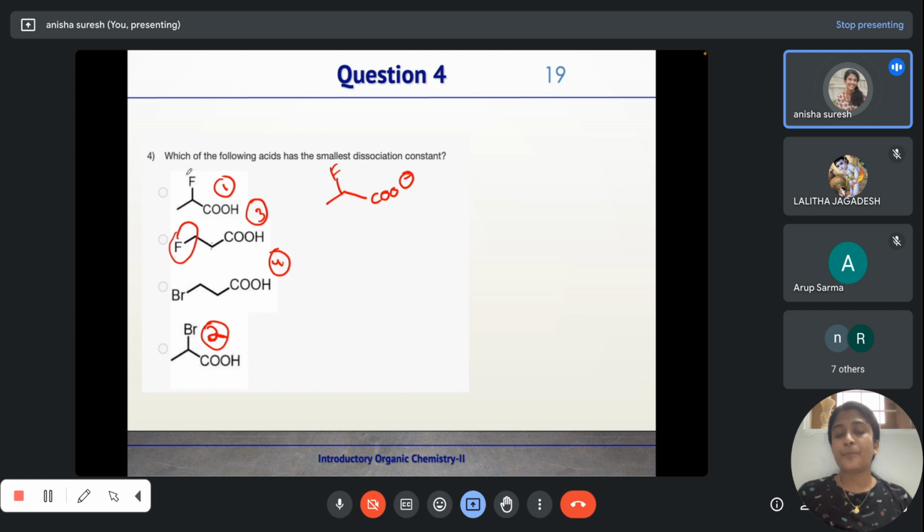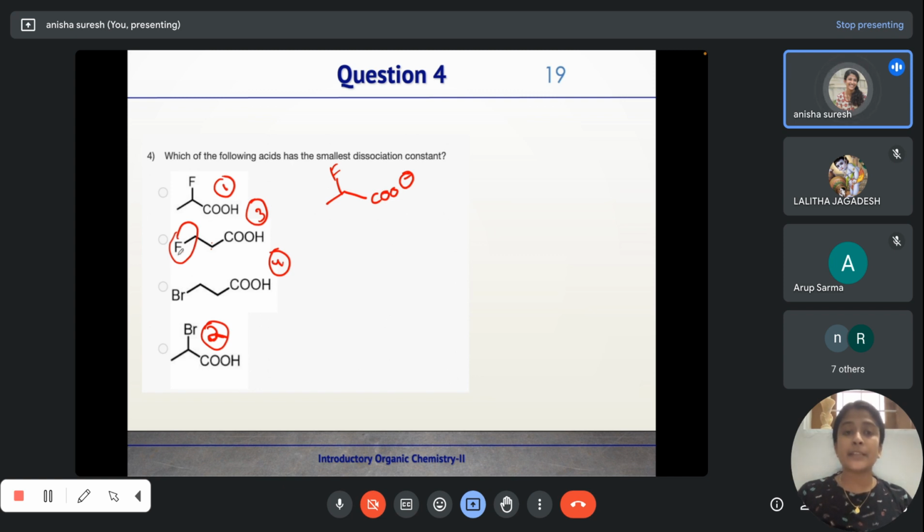So here fluorine is a strongly electron withdrawing group. Because of that, fluorine can stabilize the COO minus more. Next, this is also an electron withdrawing group, bromine. It is present on the adjacent carbon, so it can stabilize this COO minus more. Then comes this fluorine, because it is present one carbon away from the carboxylic acid, the inductive effect will be lesser.